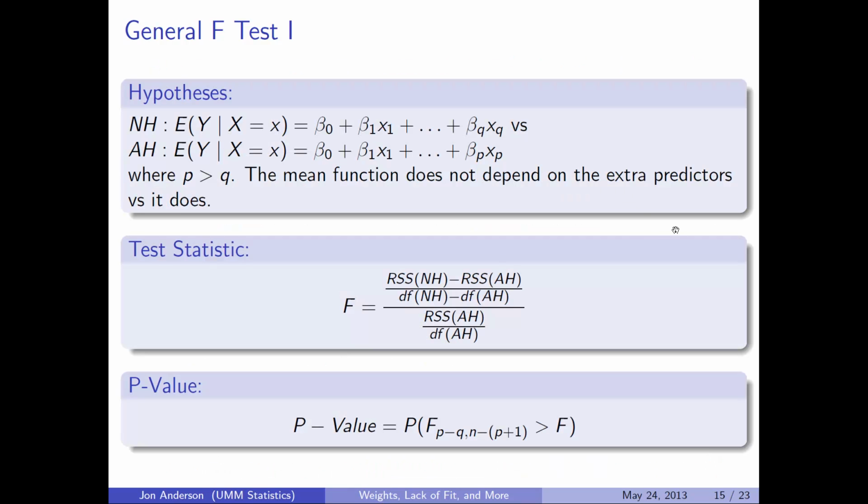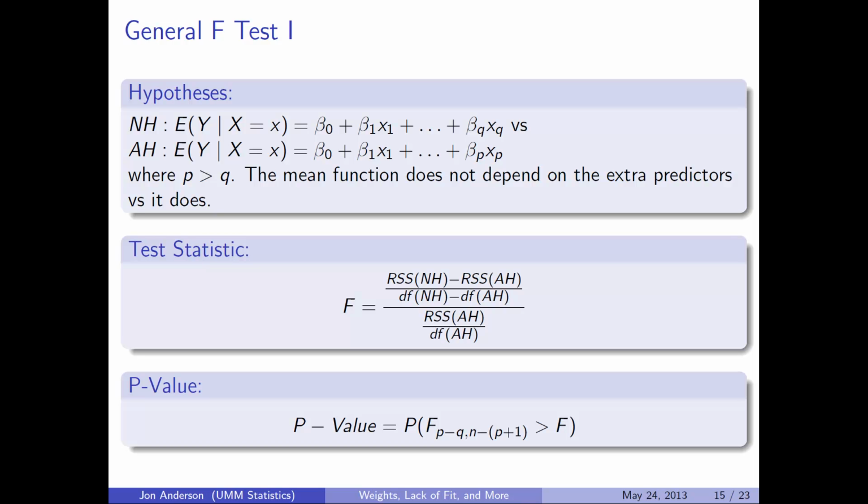Now we're going to talk about this general F-test. So here's how we specify it. We have a null hypothesis model that explains y in terms of a series of predictors x1 to xq, and our alternative model expresses the mean function in terms of the variables x1 to xq plus some extra predictors up to xp. So p is more than q. Every predictor that's in the null hypothesis is in the alternative plus some extra ones.